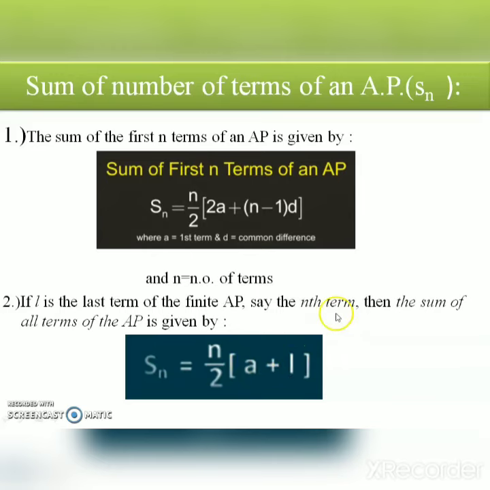So if the nth term or l term is given to me in the question, and a and n are given, then I can use the formula: the sum of the terms of an AP, Sn, is equal to n by 2 into (a plus l). This short formula is used if you know the first term a, the last term l and the number of terms n. You can use Sn is equal to n by 2 into (a plus l), or Sn is equal to n by 2 into (a plus an).